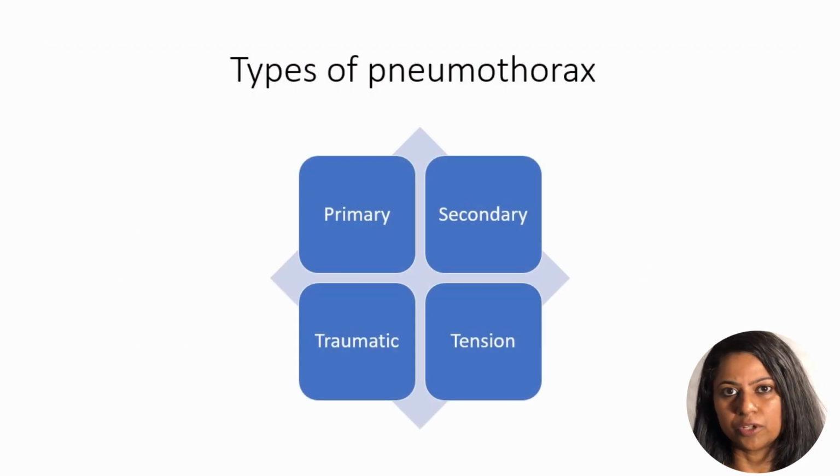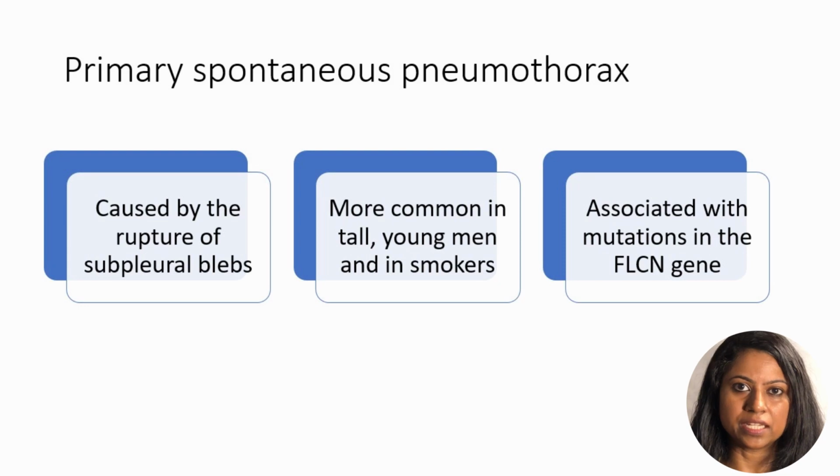What are the types of pneumothorax? Pneumothorax is of 4 types. It may be primary, secondary, traumatic, or tension pneumothorax. Primary spontaneous pneumothorax is caused by the rupture of subpleural blebs. It is seen commonly in young, tall, and thin individuals and is more common in smokers. It is associated with mutations of the FLCN gene. This gene codes for folliculin, which is involved in connective tissue formation.